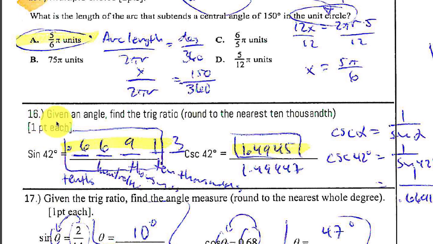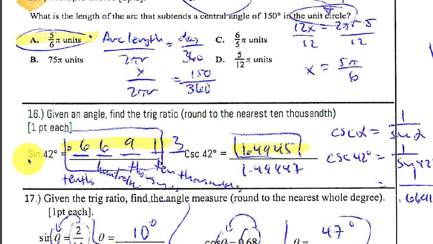Number 16 says, given an angle, find the trig ratio, rounded to the nearest 10,000ths. So to review for 10,000ths, I wrote these dashes here. 1 decimal place to the right is called the tenths, and this is the hundredths. Third one is the thousandths, and then the fourth one is 10,000ths. To round to the fourth one, you're going to have to look at the 5th number.